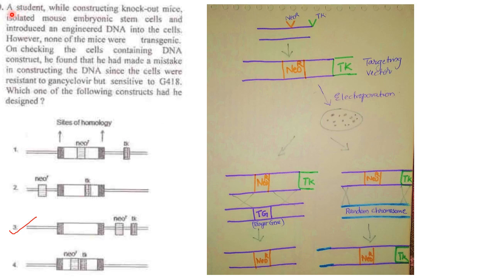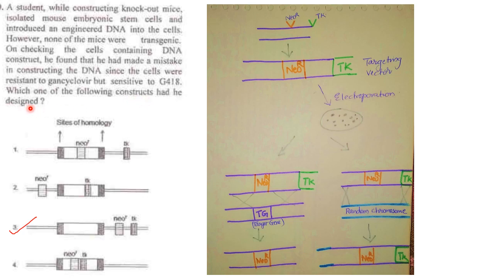The next one. A student, while constructing knockout mice, isolated mouse embryonic stem cells and introduced an engineered DNA into the cells. However, none of the mice were transgenic. On checking the cells containing the DNA construct, he found that he had made a mistake in constructing the DNA, since the cells were resistant to ganciclovir but sensitive to G418. G418 is neomycin resistance. Which of the following constructs had he designed?